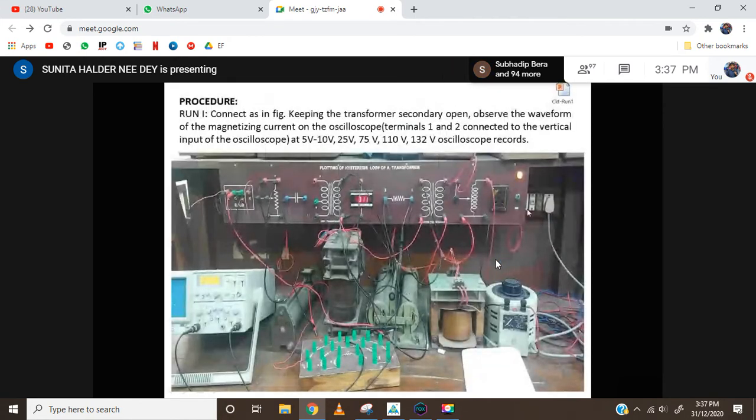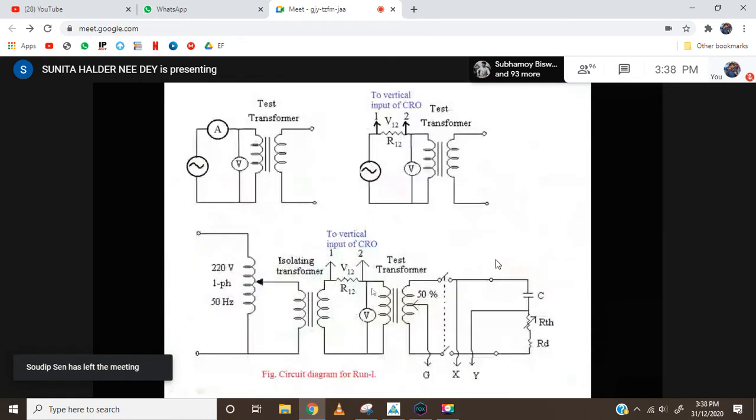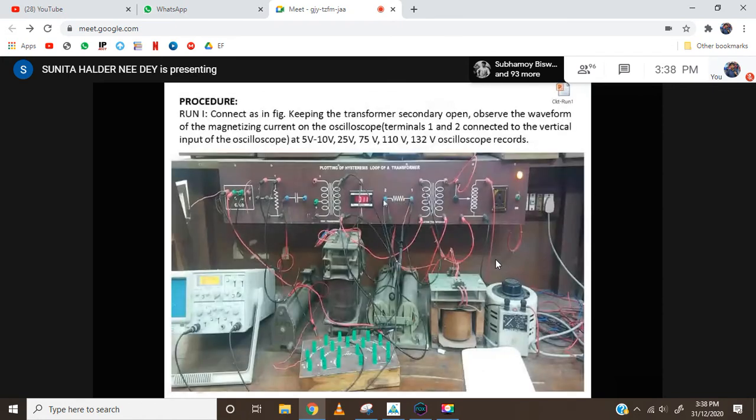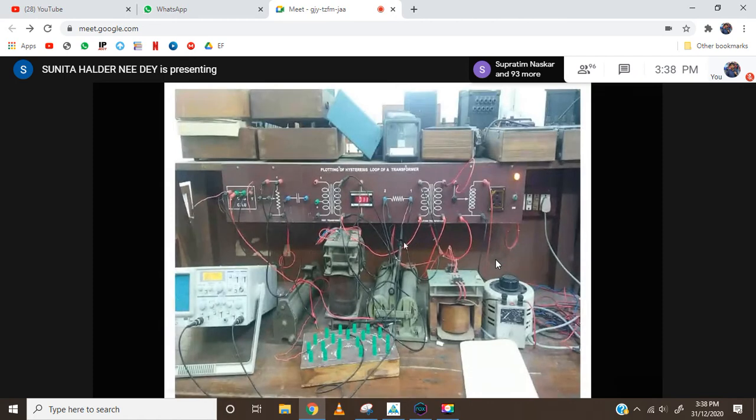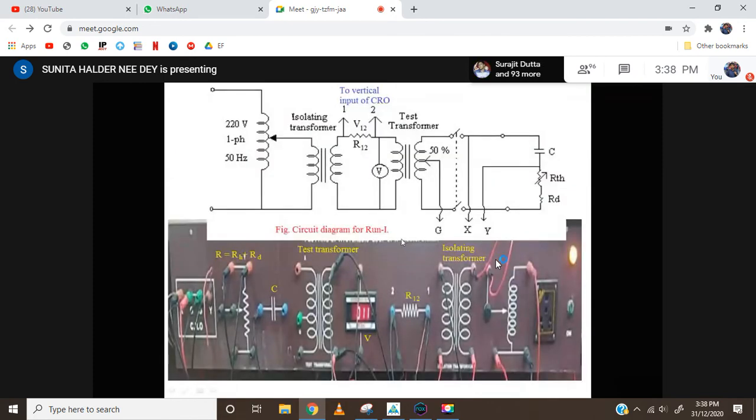Then actually in the laboratory, the circuit is like this. So whatever circuit you see here is actually printed here, and beside this, all the wires are connected to the equipment. So this is the variac, this is the isolating transformer, this is the R12, this is the test transformer, and this will be required for the next run, and this is the oscilloscope. These things are actually printed on the circuit board, so you only have to connect.